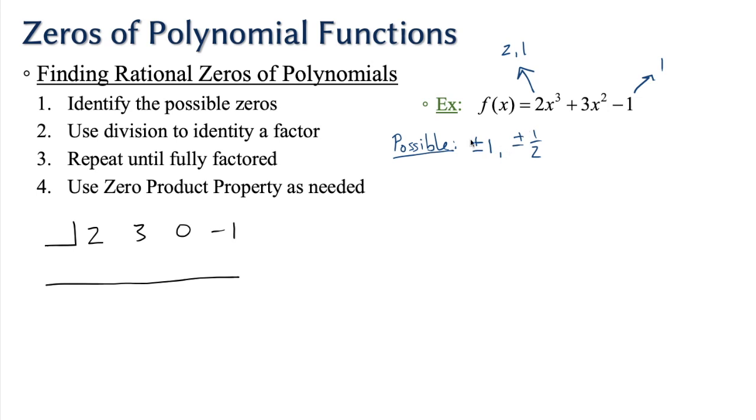Things that don't look like integers, if they could be zeros as well. So I'm just going to start with 1, then negative 1, then check 1/2, negative 1/2 until I find a solution. So let's begin with positive 1.